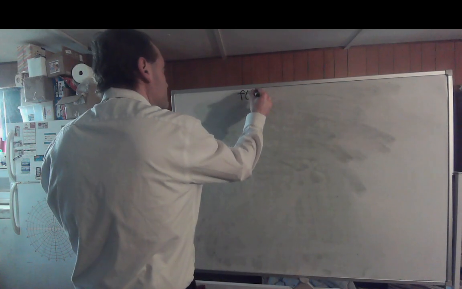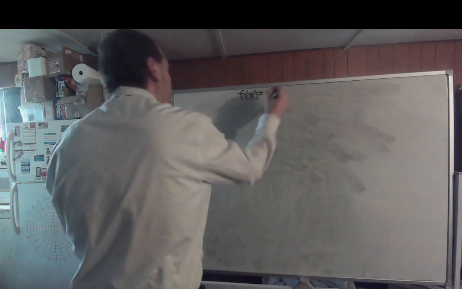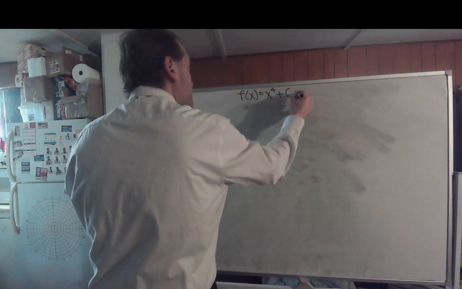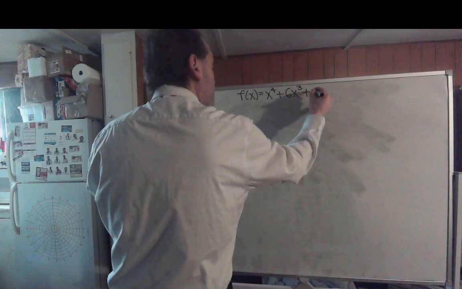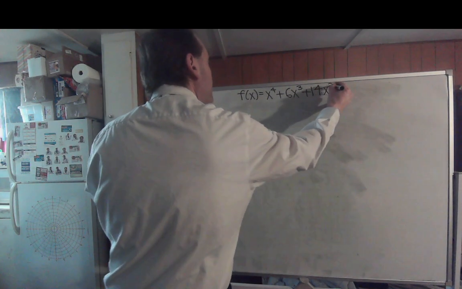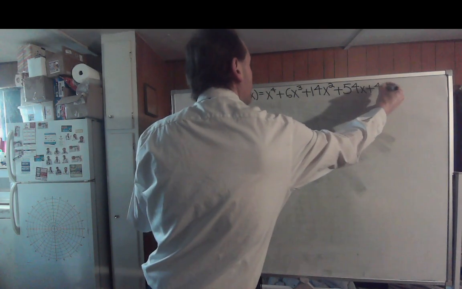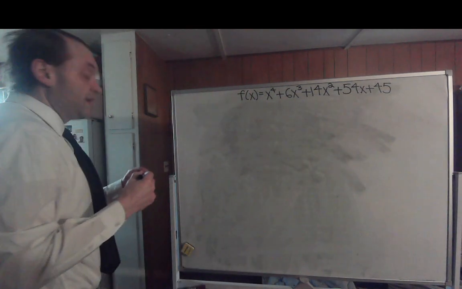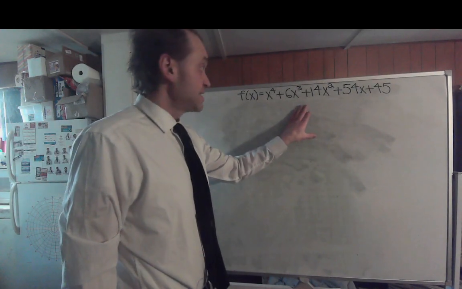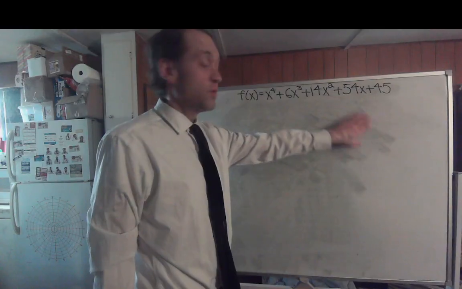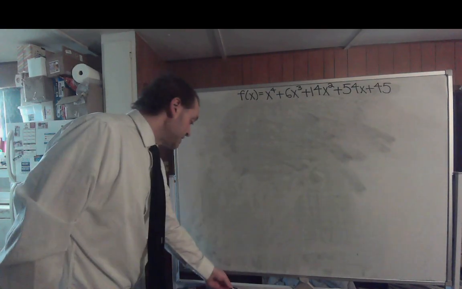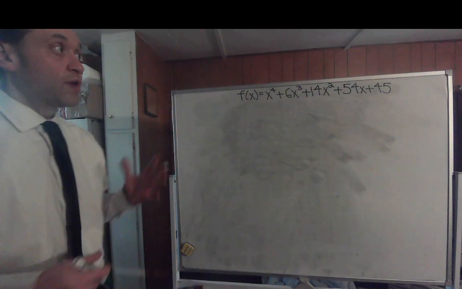So f of x is going to equal x to the fourth plus 6x to the third plus 14x to the second plus 54x plus 45. All right, so f of x equals x to the fourth plus 6x to the third plus 14x squared plus 54x plus 45. Well, it's definitely not factoring, right? So we're going to have to do the whole rational zeros thing.